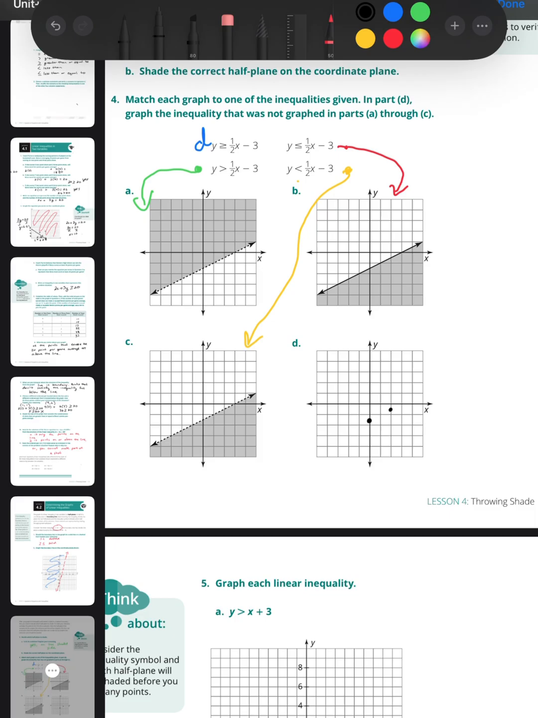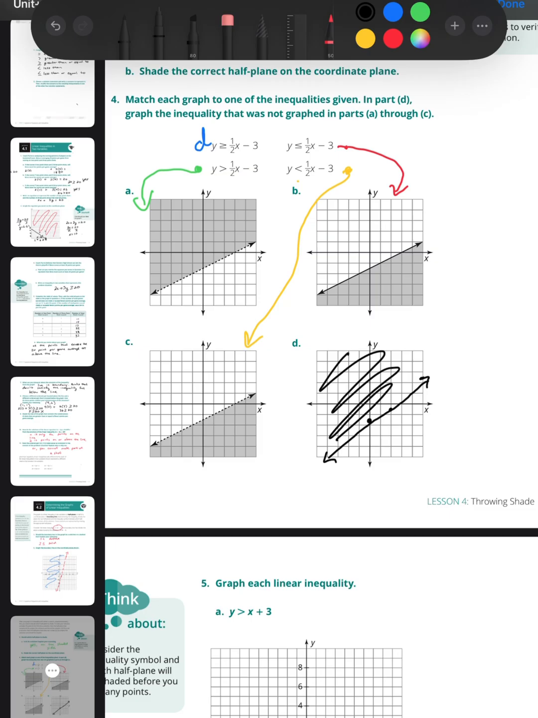So it's going to look just like the same slope as the other one because they all have a slope of 1/2. This one does have the or equal to, so it's a solid line. And this one is a greater than symbol, so our shading is above the line. So there would be our graph that matches that first equation to graph D, the only one that was not listed.